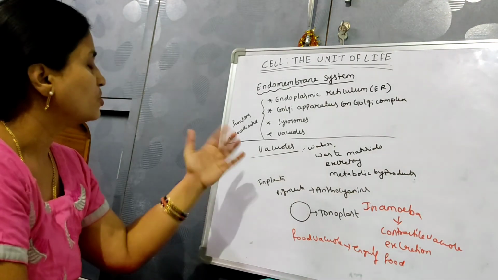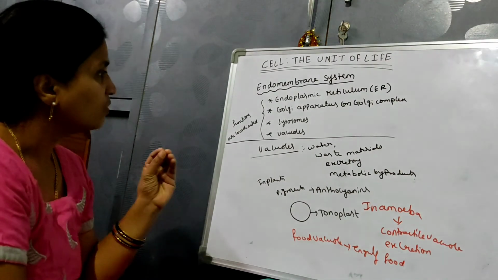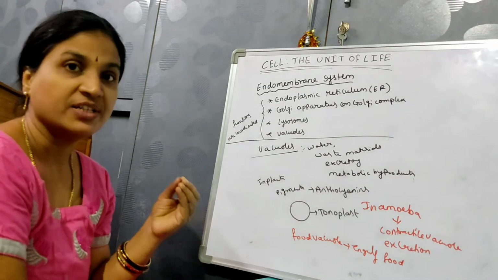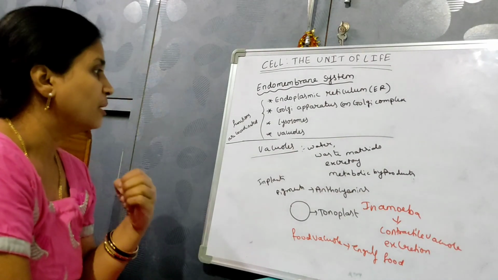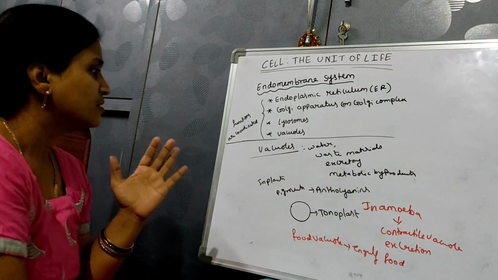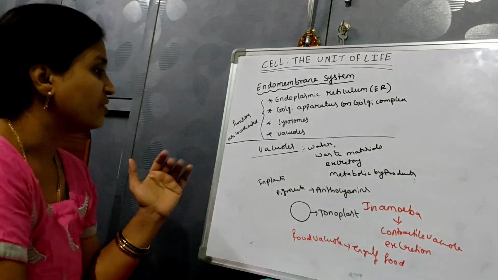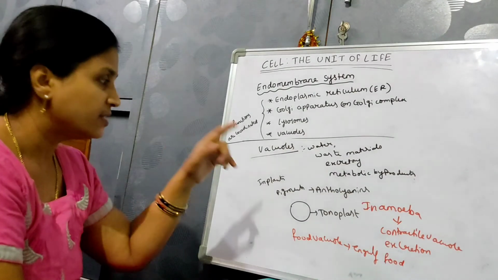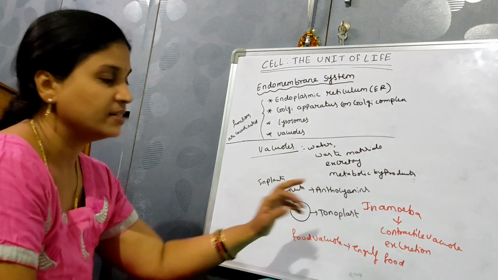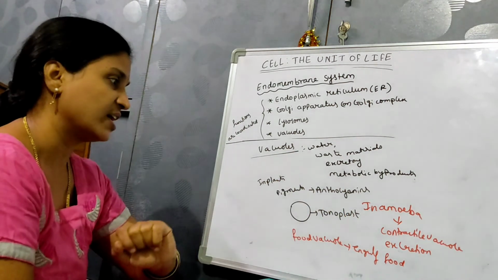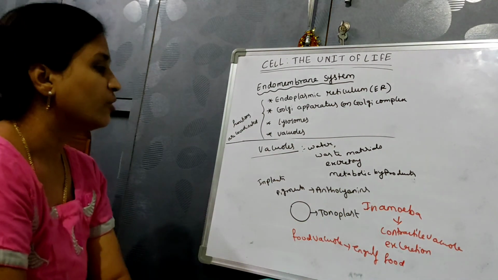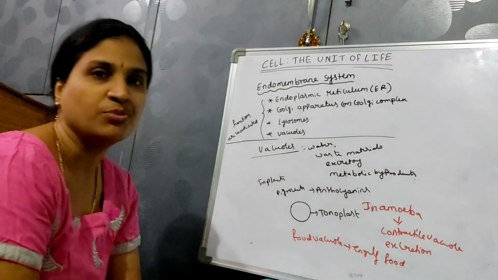Then vacuoles. Vacuoles are also membrane bound. They have water, waste materials, excretory materials, and metabolic byproducts. In some plants, the vacuoles have anthocyanin pigments, and the membrane is called the tonoplast. In amoeba, the contractile vacuole is useful for cell excretion. Food vacuoles are also present, which are useful for engulfing food materials.